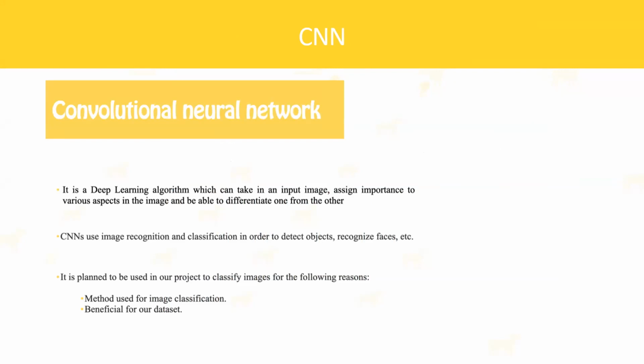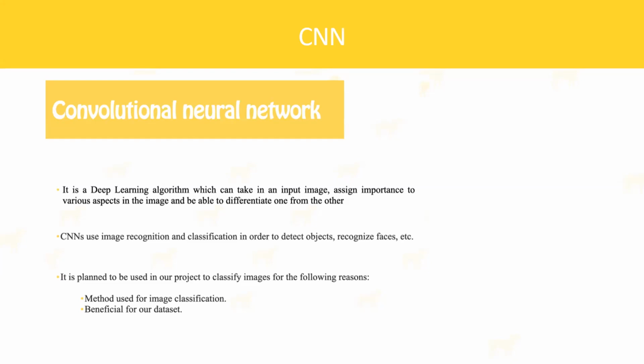I'm going to be talking about a convolutional neural network. In case you know or do not, a CNN is a deep learning algorithm which can take in an input image, assign importance to various aspects in the image, and differentiate one from the other. Hence, CNNs are used for image recognition and classification, in order to detect objects, recognize faces, etc.